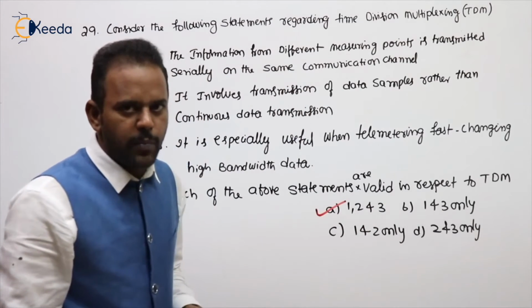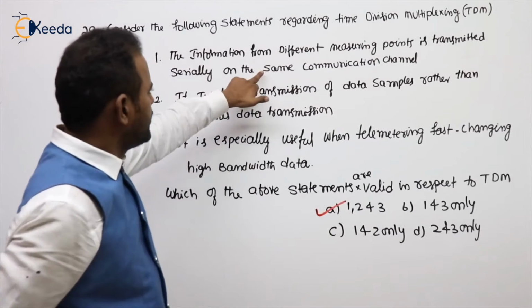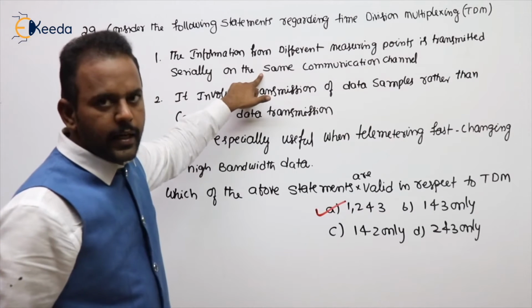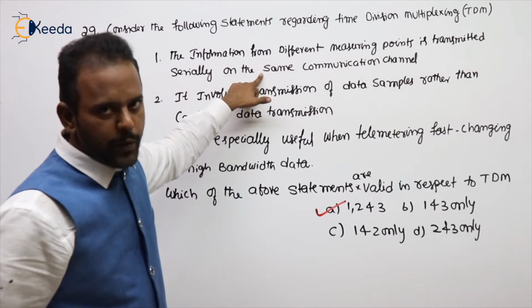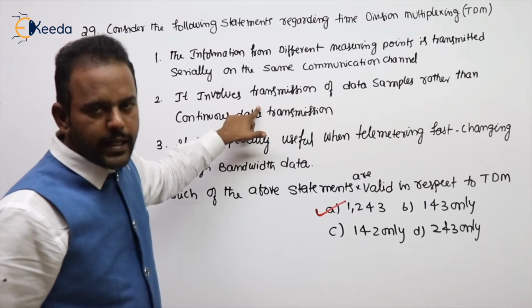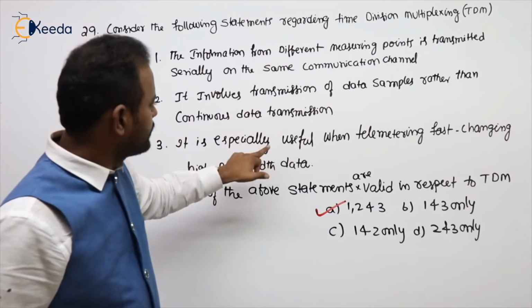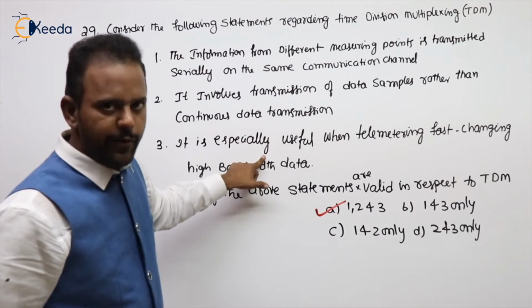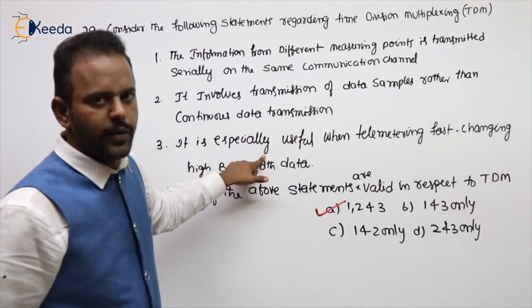So remember these 3 points about TDM. The first point, we already saw: commutator having many inputs, one output, parallel to serial data and common channel. We are sending samples rather than continuous data. It is useful for high bandwidth. Yes, all the three are correct.